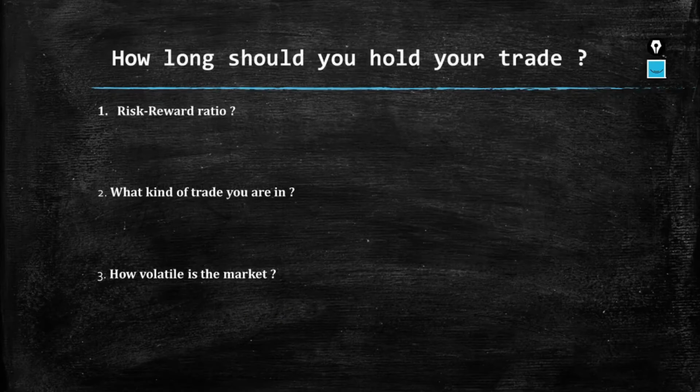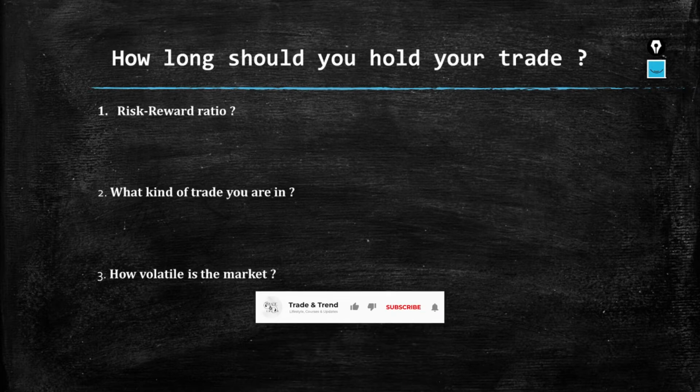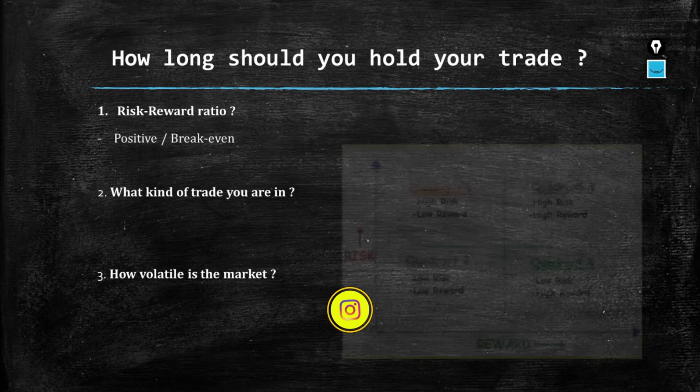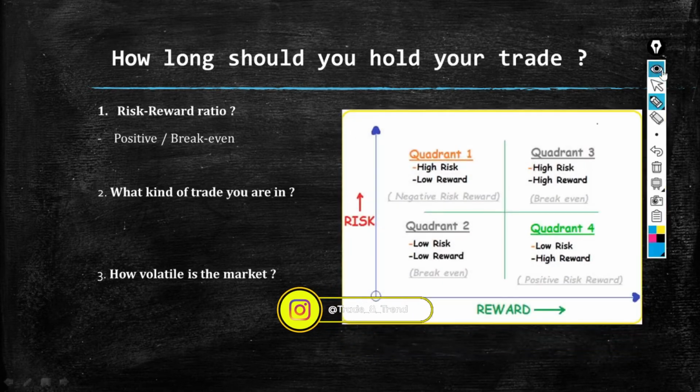So now, guys, we're going to be covering how long you should hold your trades. The first one we're going to start with is risk reward ratio. This is the most important because it will determine your overall growth in the Forex industry. The first thing is having a positive or a break-even risk reward ratio, meaning that we want to focus on the fourth and the second quadrant, right? We want to have low risk and high return, low risk and low return.